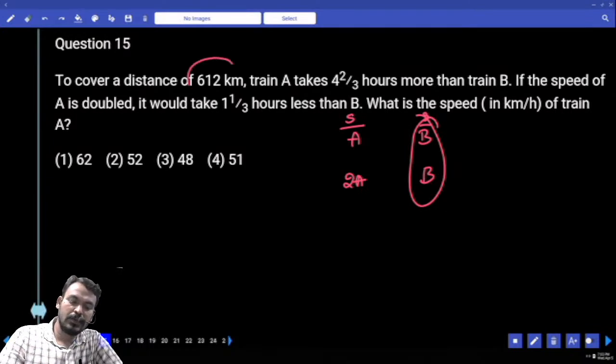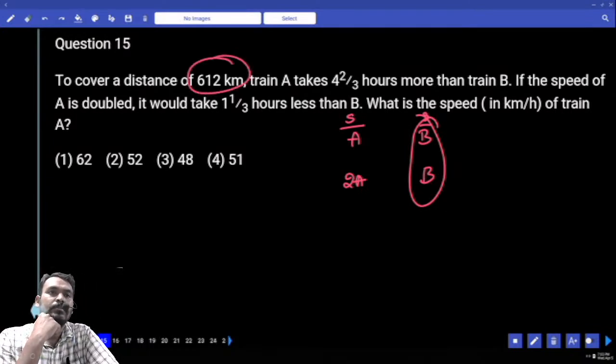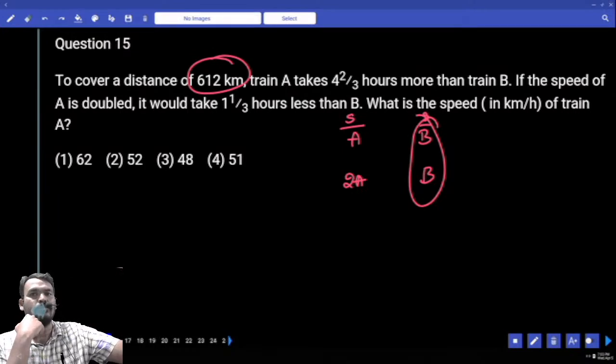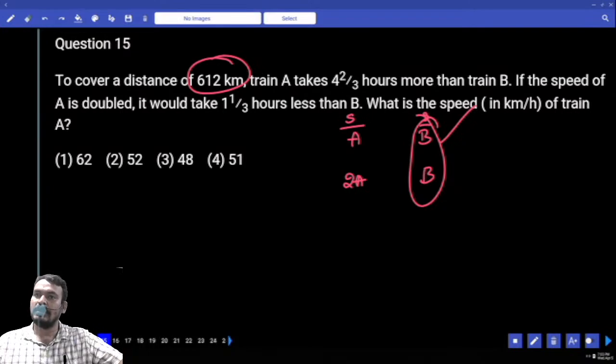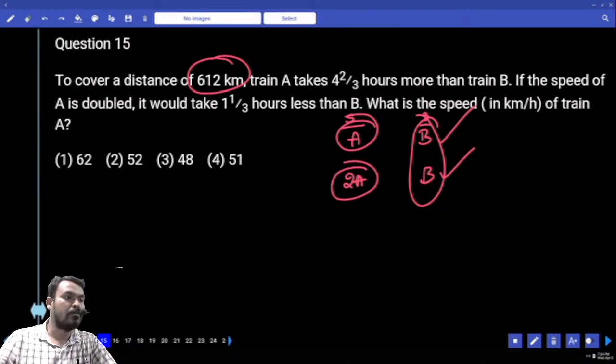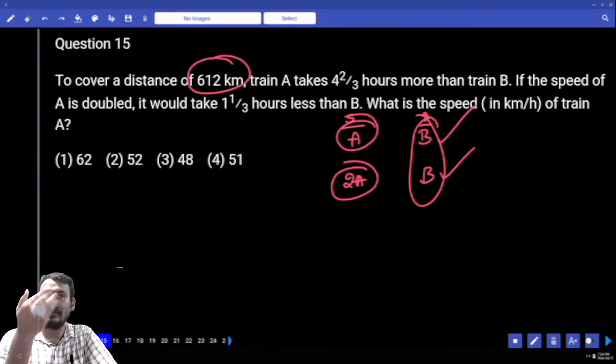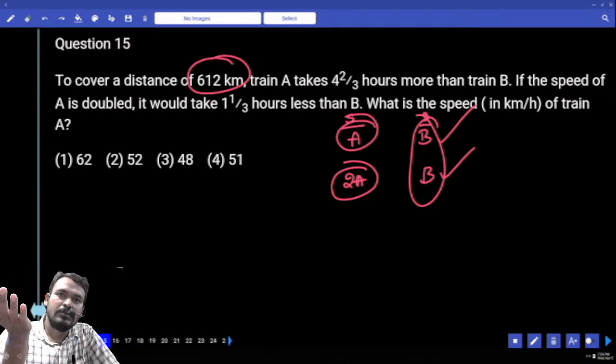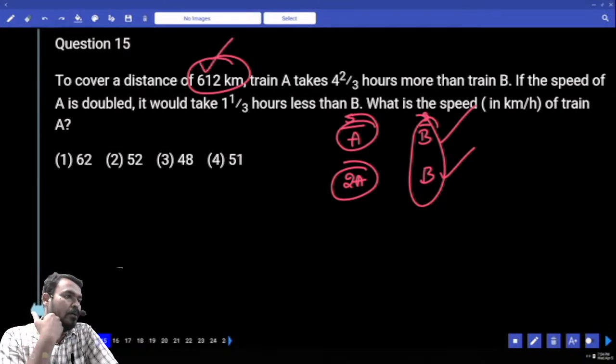And one more, there is no change in distance in both cases. Yes or no? First case, B covered 612 kilometers with a speed of B. Second case, same 612 kilometers with a speed of B. There is no change in speed or distance, so obviously the changes are related only to A. Okay, what is the original speed of A? A. What is the new speed? 2A. Speeds change, so obviously time also changes, but distance is constant.